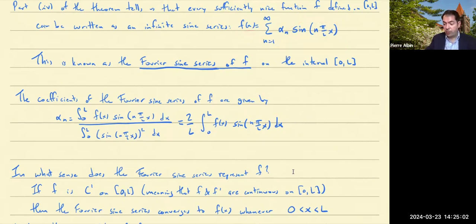Same thing, if you plug in x equal to L, then this is sine of n times pi, and sine of n times pi is equal to 0. So again, this sum is just 0 at x equal to L, regardless of what f is. So if f doesn't vanish at x equal to 0 and x equal to L, then there's no way it's going to match this sum. However, it turns out that if f is C1, then that's the only place where the sum doesn't match. The series converges on the open interval, and it converges to f of x.